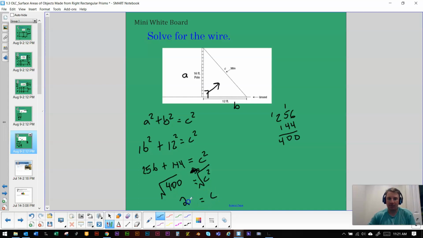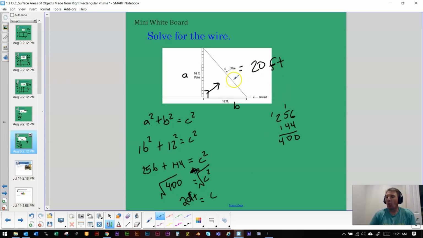Well, that's a nice perfect square right there, 400. I know that that equals 20. And what is this, 20 feet? 20 feet equals C. So C equals 20 feet. Measuring in imperial units, must be an American telephone pole or something. So that's how you use Pythagoras to solve for C.